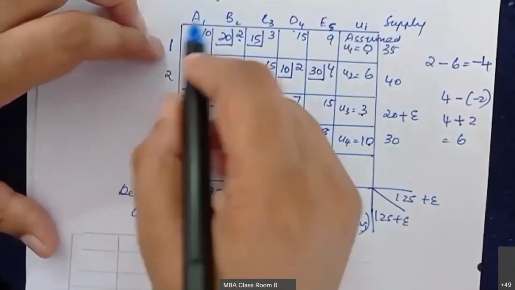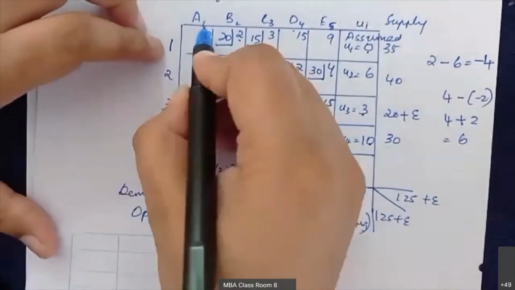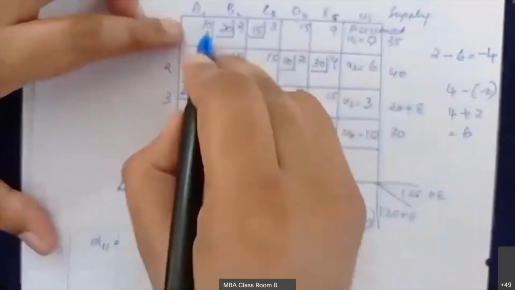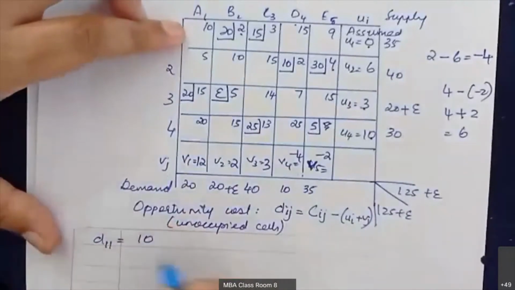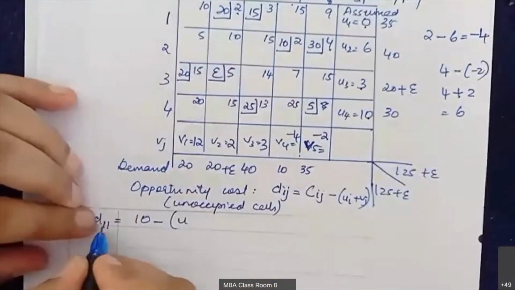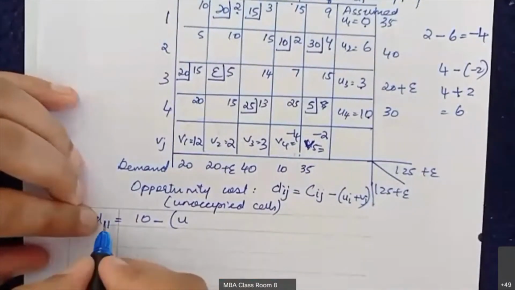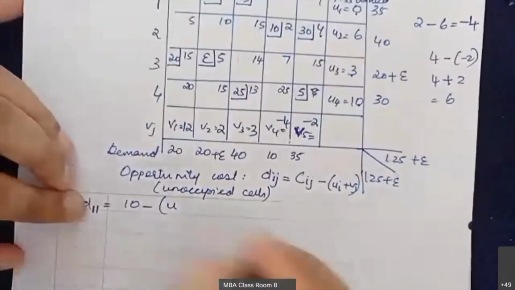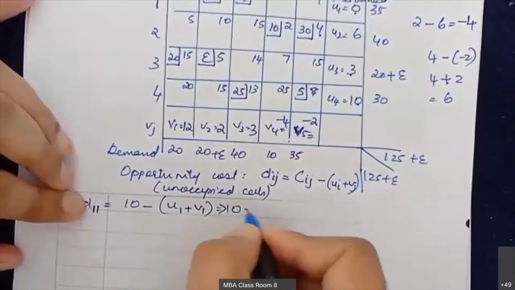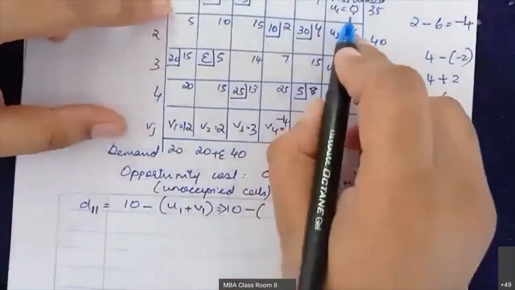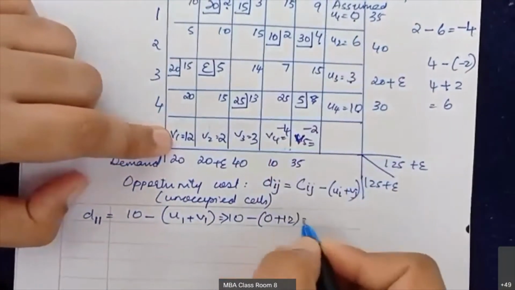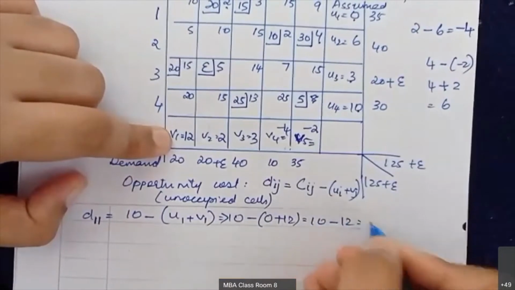The opportunity cost in the first cell will be written as D11. So I have D11 is equal to, what is the cost there? It is 10. You need to take only the empty cells, 10 minus Ui plus Vj. U corresponds to the first subscript, V corresponds to the second subscript. So it's U1 plus V1, which is equal to 10 minus, U1 is 0, V1 is 12. 0 plus 12, that is 10 minus 12, which is minus 2.